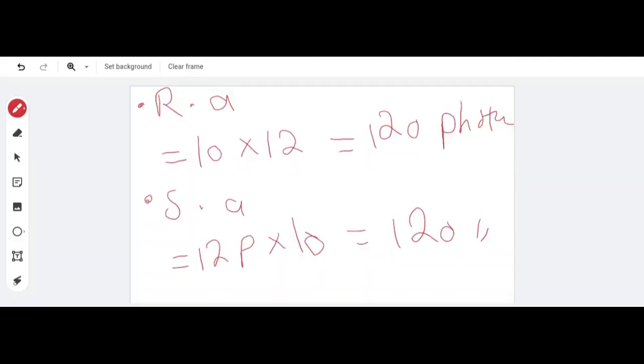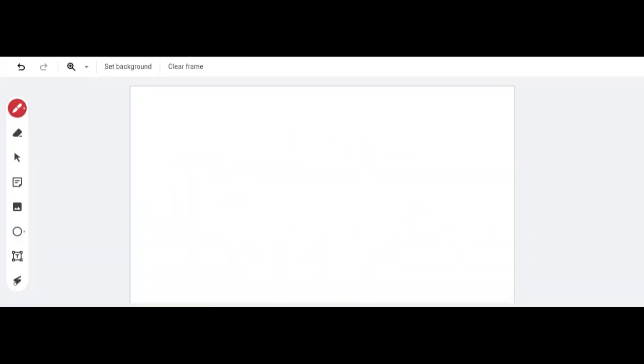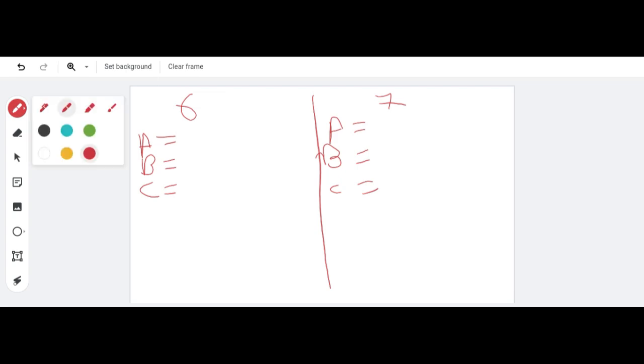Let me do it here. This is for grade 6. This is for grade 7. A, B, C. A, B, C. For class 6, there are 49 students, then 38, and then 51. For class 7, the students are 51, 49, 38.